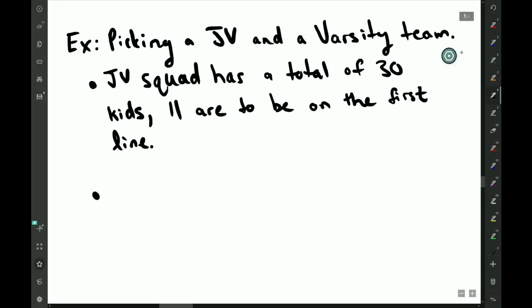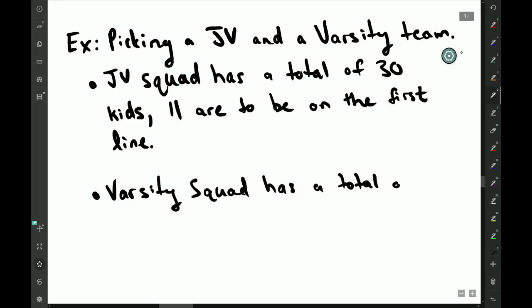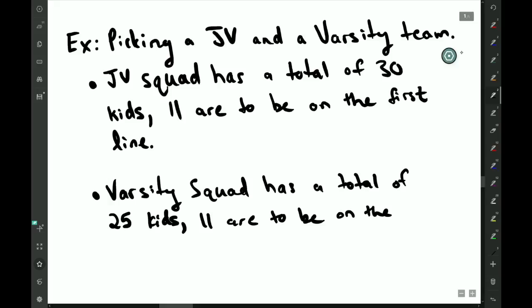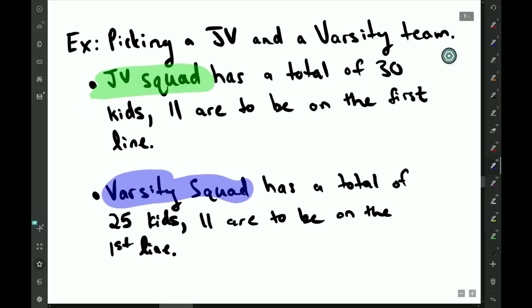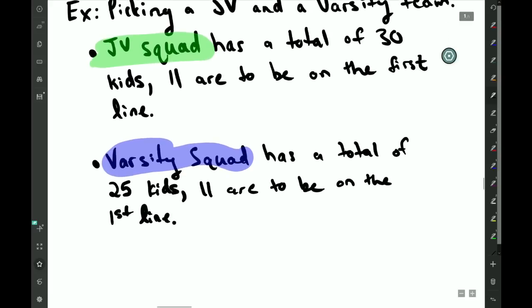The varsity squad has a total of 25 kids. 11 again are to be on the first line. We have 2 different teams. We have the JV squad and we have the varsity squad. So with this particular case, how many different lineups are possible?